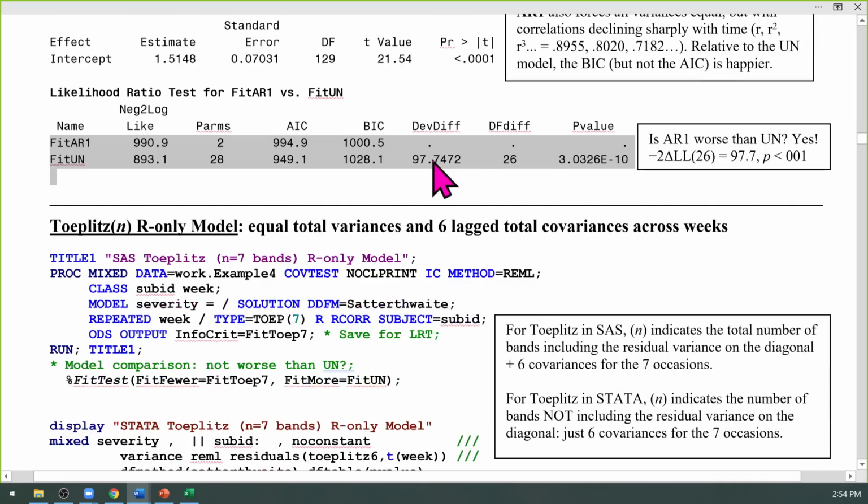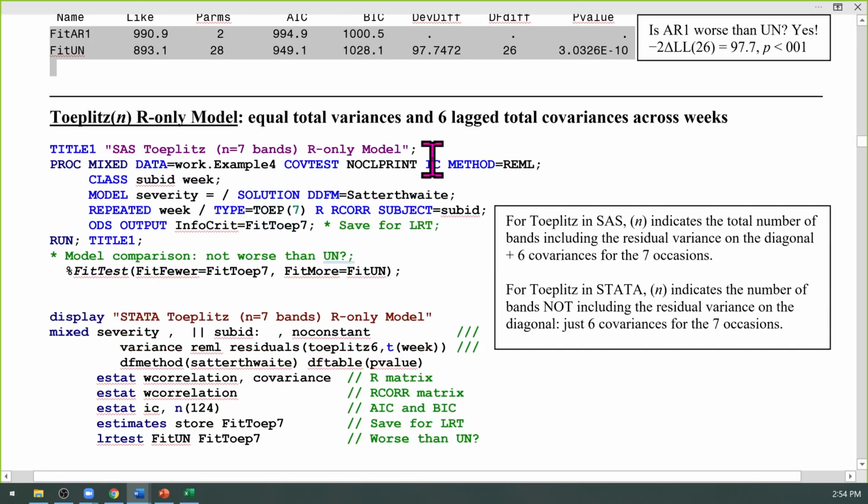Next one then. This one is not available in R as a structure that I could find. I searched for too long to try and find it and eventually gave up. So it's possible that it's out there and I didn't find it on Google, but that just means that it's probably not as readily available as the others. But Toeplitz, Toeplitz 7, or Toeplitz 6 in Stata.